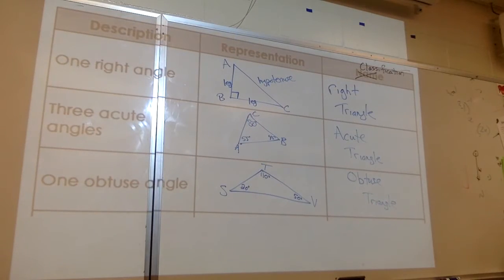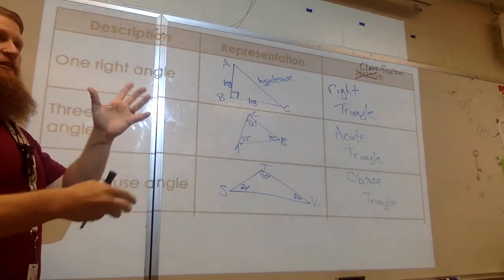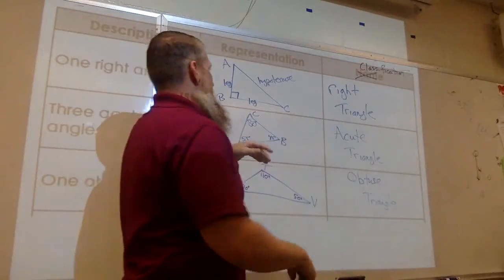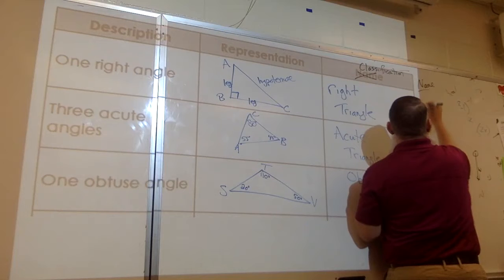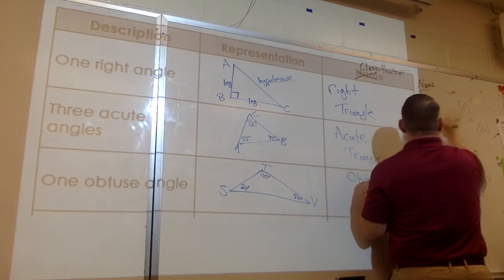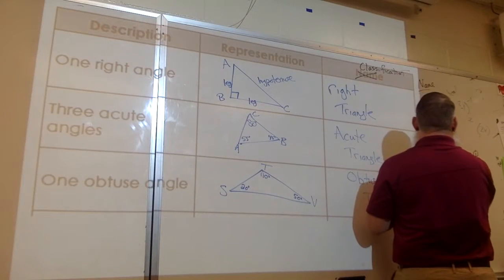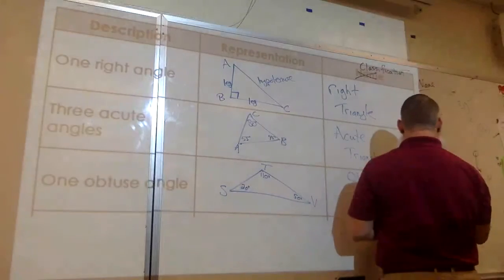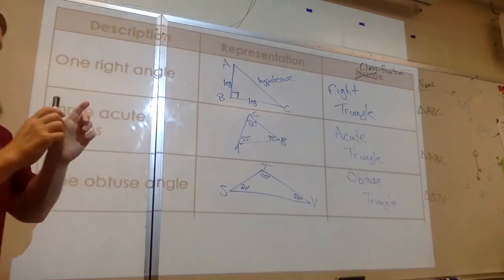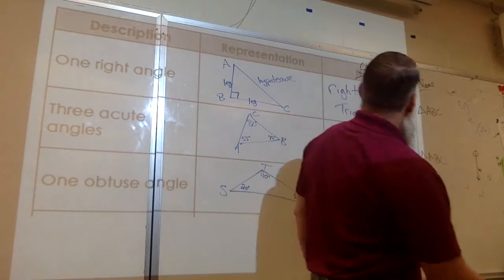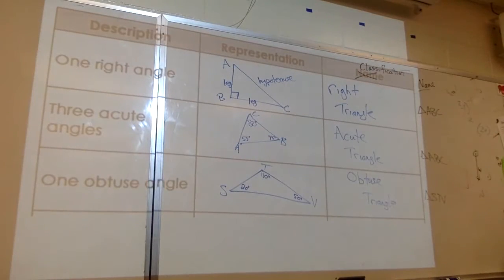Just because, remember, when you name it, you're naming it by the letters. If you want to have a column for a name, this would be triangle ABC, this was triangle ABC, that one was STV, so on. Don't get name and classification mixed up. I just kind of realized they did that. It's really bad practice. Good job, book.